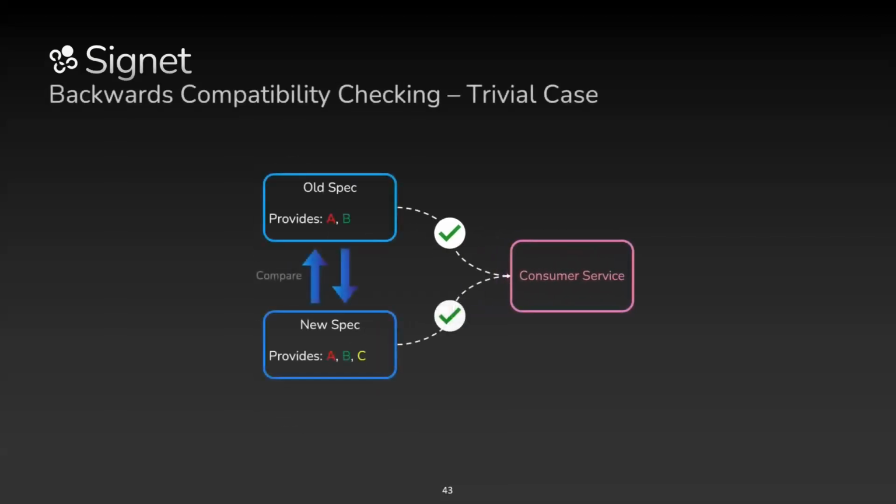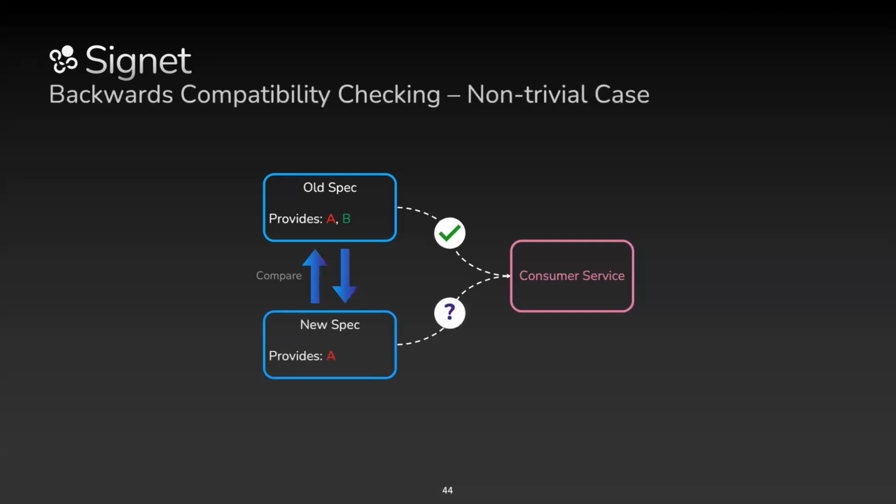First, let's examine the trivial case. In this example, the old spec provides functionality A and B, while the new spec adds on C. It's obvious that the new spec is compatible with consumer service. All we need to do is to compare the two specs and recognize that the new spec only adds on functionality.